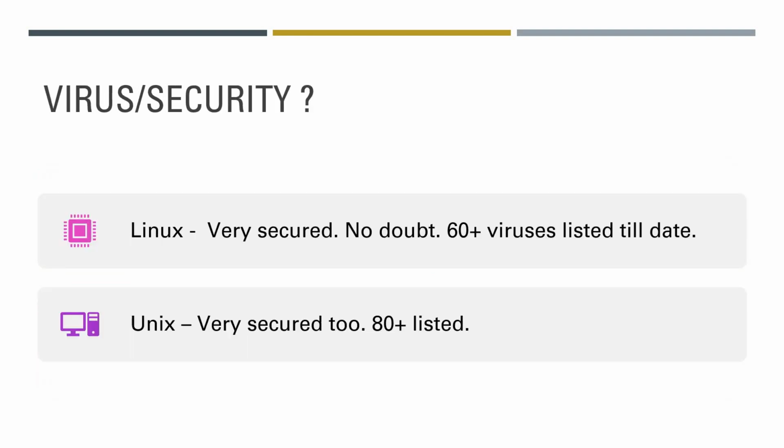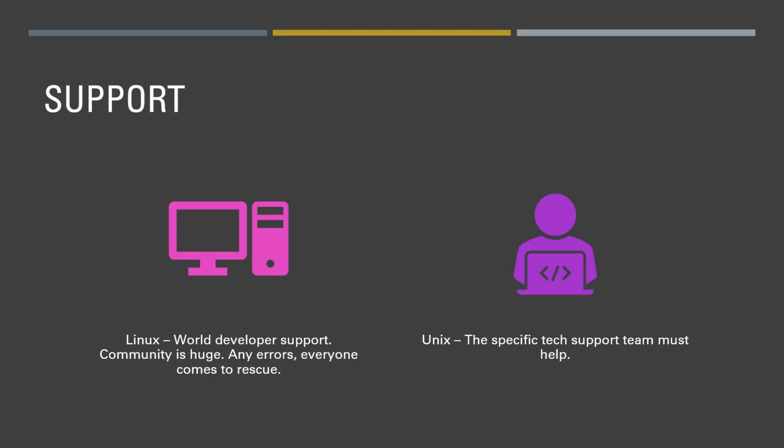And from the virus or security perspective, Linux is very secure, no doubt. Till date, they say around 60 plus viruses are listed and it could be a little more here and there. On the other side, Unix also is very secure, with 80 plus listed. So this is very strong. If you take any other operating system, it has a greater number of viruses listed.